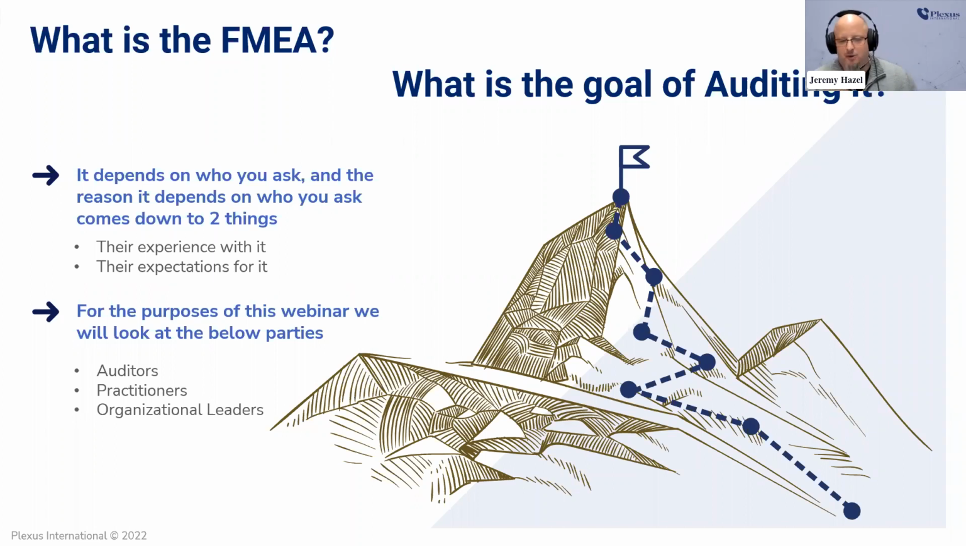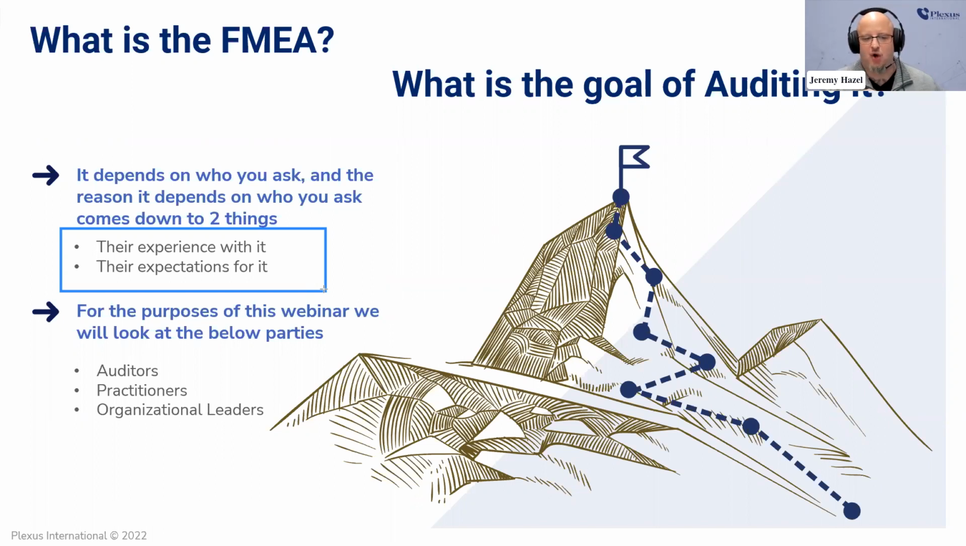And so when I ask people, when you audit the FMEA, what are you trying to do with it? Notice over here on the left-hand side, it depends on who you ask, okay? And the reason why it depends on who you ask, and we're going to annotate this there so you can follow along, is that every interested party, it really comes down to two things. The first thing is their experience with it. So when they request an audit of the FMEA, how do they experience it? And secondly, what is their expectation for it?